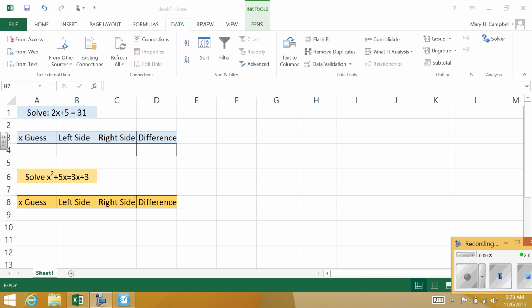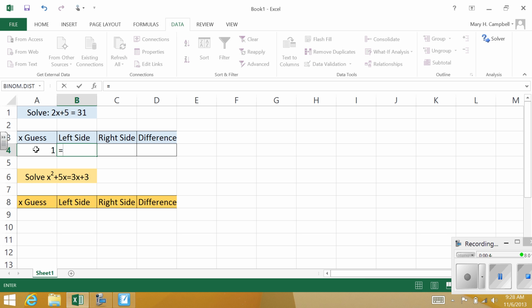So to start off with, I've got an X guess, and again, this is completely a guess. 1, 0, 23, it doesn't matter. Just put a number in there for a wild guess. Now, the next part is a little more important. We're going to type in the left side of the equation as a formula. And so to be a formula, two important things.